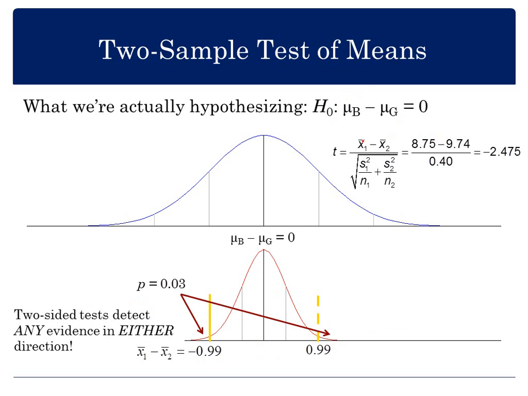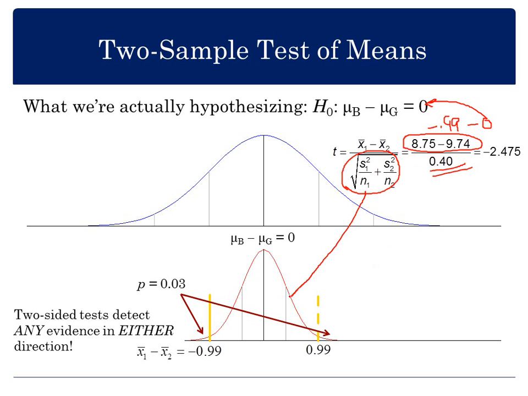Just to make sure that we reflect back on what we learned about sampling distributions, the test statistic t takes the difference between our evidence and the hypothesized value, which is 0. So x bar 1 minus x bar 2 is negative 0.99. If you subtract 0, you still get negative 0.99, right? Because that's what we're hypothesizing. And then we standardize it by the standard error of the sampling distribution. Guess what this thing is? That's the standard error of the sampling distribution that the two-sample t-test uses.